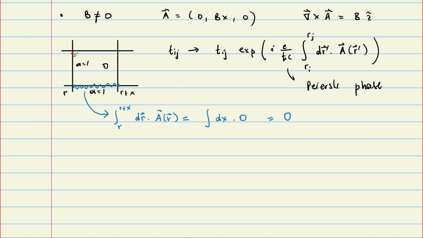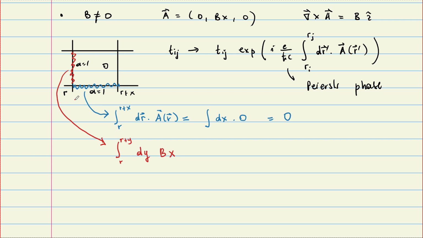Now let me try to do the same thing here. So this one, I need to hop from R to R plus Y. Now the path integral is like dy, and I need to pick up the x component, Bx. But as you can see, the x is fixed along here, right? X is not changing. So what I want to do is, okay, let me just write it.